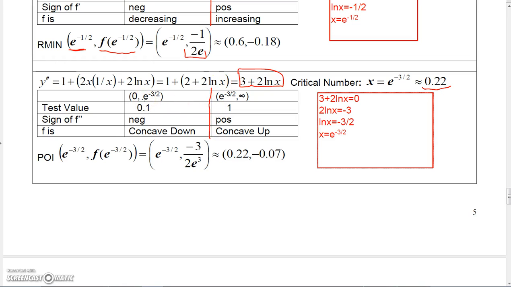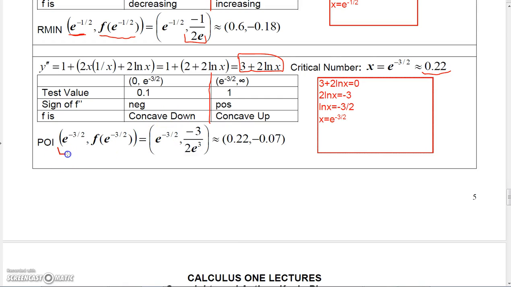I pick a number to the left of e to the negative 3/2, which is 0.1, and when I plug that in to the second derivative, I got a negative, so that function must be concave down on that interval. And then when I picked a number to the right of e to the negative 3/2, I can still use 1. So when I plug 1 in, the second derivative is positive, so the function must be concave up on that interval. So since the concavity changes, that point is actually a point of inflection, and if you plug e to the negative 3/2 back into the function and simplify, you get negative 3 over 2e cubed. And I went ahead and gave you the approximation of that point by using a calculator.